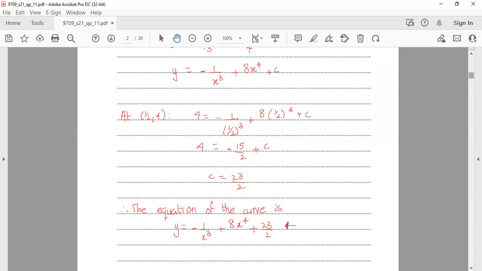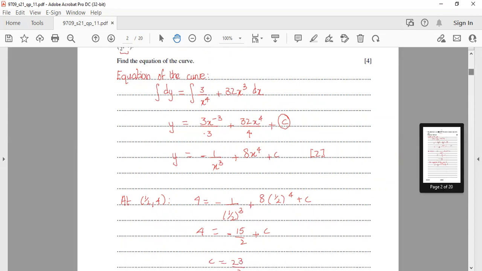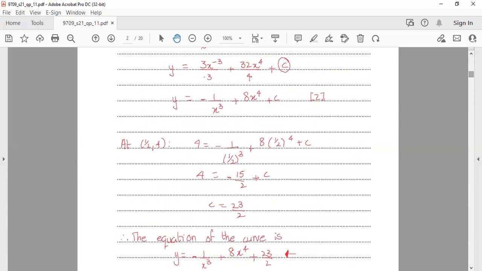Ok, donc là, pour cette question, je peux gagner 2 points in doing this, in integrating correctly, 1 point for substituting in the equation you have obtained above, and 1 point for your final answer. All right.